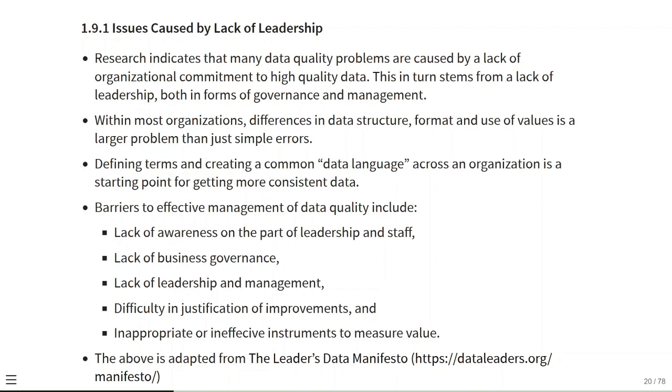The above is adapted from the Leaders Data Manifesto found on the URL shown on the screen.